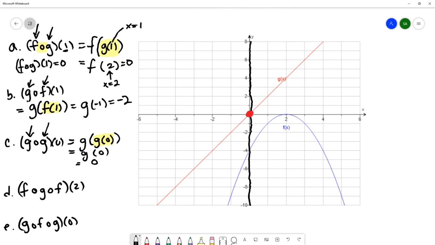Let's take a look at the next one. The next one is a little bit different because we have three functions. We have f composed with g composed with f of 2. And when we have more than two functions, we just keep embedding them inside of each other. So f will be the one on the outside. Then inside of that will be g. Then inside of that will be f. And inside of that will be 2.